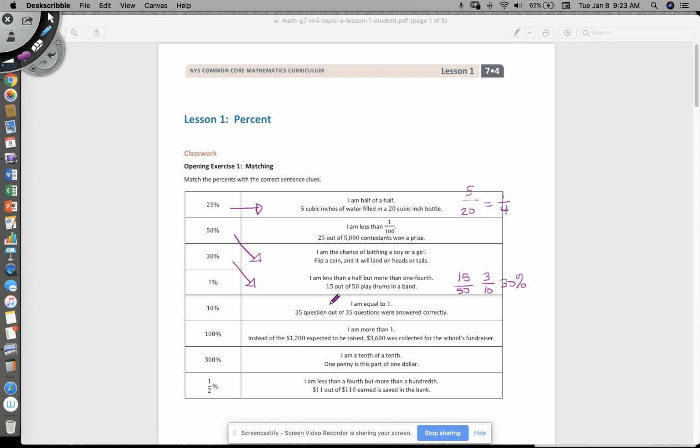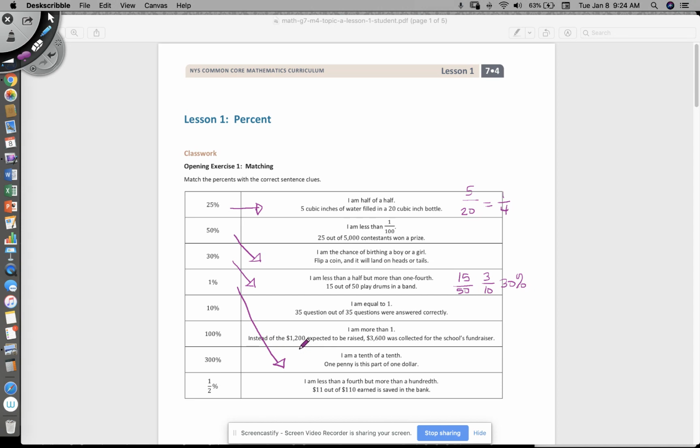1%. So we're looking for something really small. Okay, I already know it's not going to be this one up here. I am equal to 1. Well, that's not going to work. I am more than 1. That's not going to work. I am a 1/10 of a 1/10. 1 penny is the part of $1. That could work. Let's see the next one. I am less than 1/4. Nope, not going to work. All right, so a 1/10 of a 1/10, that is going to give me 1%.